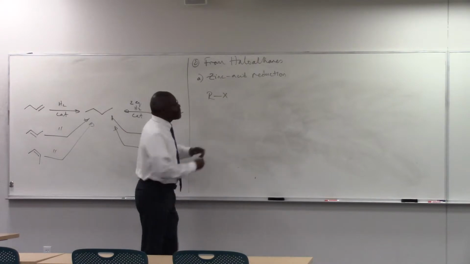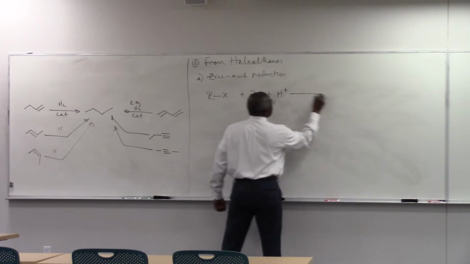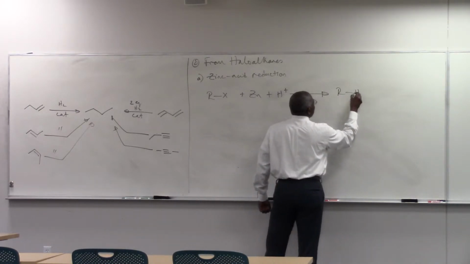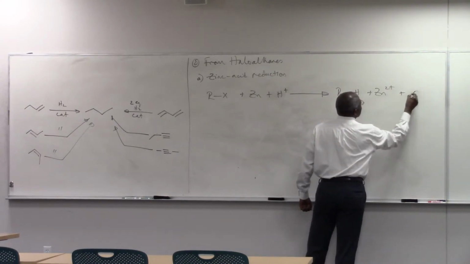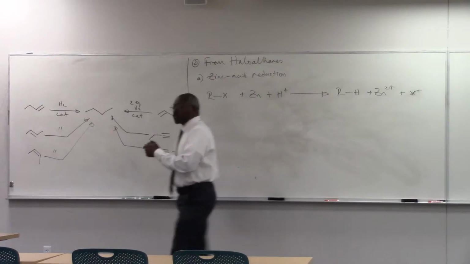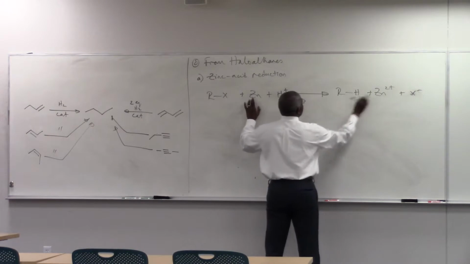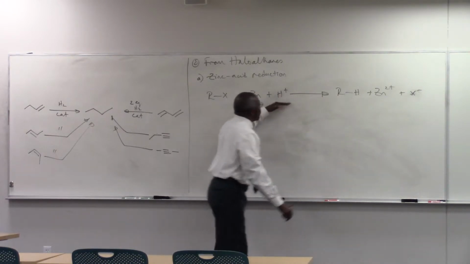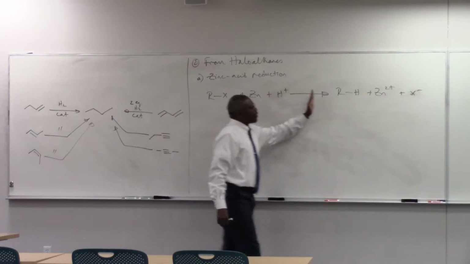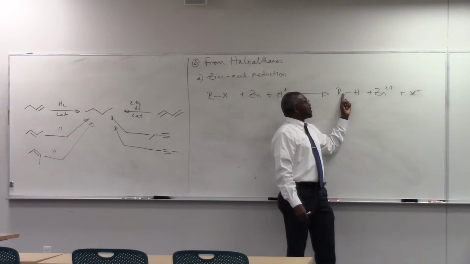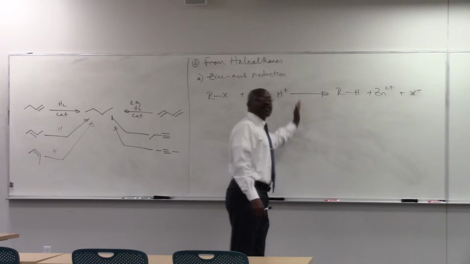If I take a haloalkene and treat it with zinc in the presence of aqueous acid, that generates the alkane plus the zinc ions and whatever X minus is. If you look, this equation should be balanced: R, X, X, zinc, zinc, H, H. The overall charge on the left is 1 plus. The overall charge on the right, 0, 2 plus, 1 minus, is 1 plus. So this is both mass balanced and atom balanced.